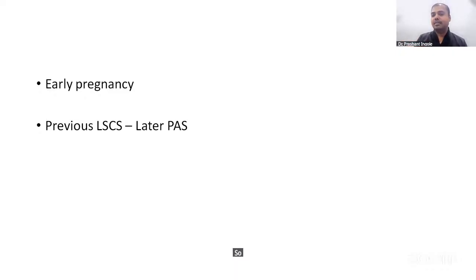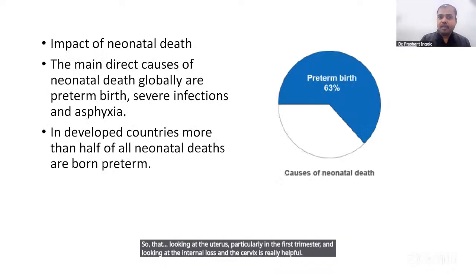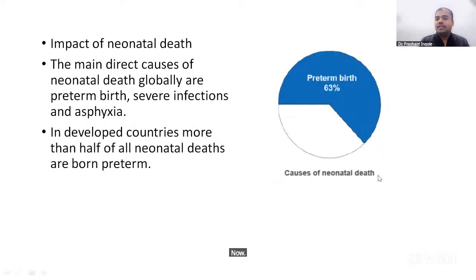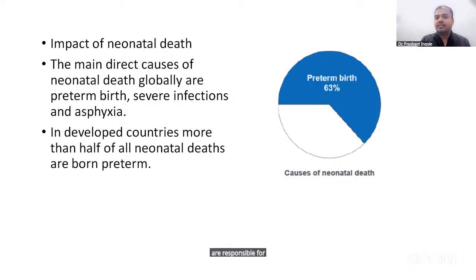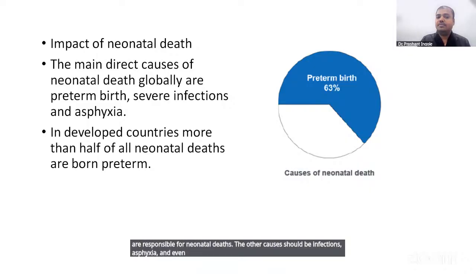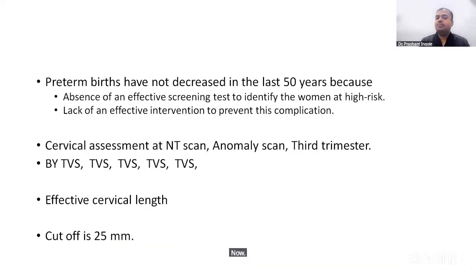So looking at the uterus, particularly in the first trimester, and looking at the internal os and the cervix is really helpful. Now, preterm birth is the most important cause of neonatal death. 63% of neonatal deaths are due to preterm births. The other causes would be infections and asphyxia, and even in developed countries, most of the neonatal deaths are because of preterm labor. Now, why are we not able to decrease the preterm births in the last 50 years?